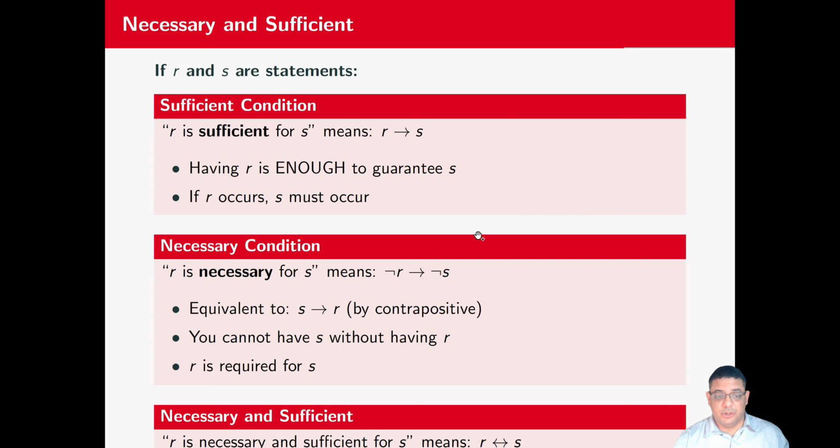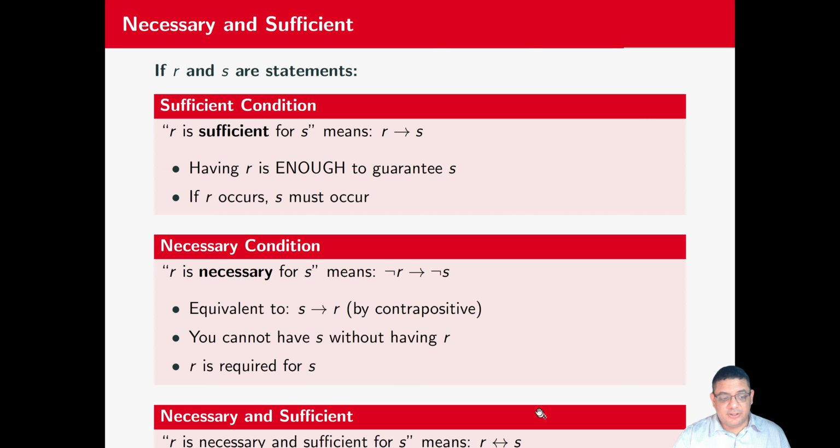Now, a necessary condition, though, is in the inverse direction. R is necessary for S means that the negation of R implies the negation of S. If something is necessary, it means that if it doesn't happen, then what we're expecting is not going to happen either. This is equivalent by contrapositive to the opposite, S implies R, which is essentially: you cannot have S without having R. R is required for S.